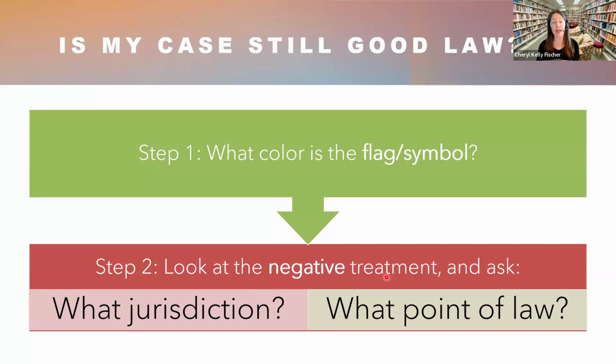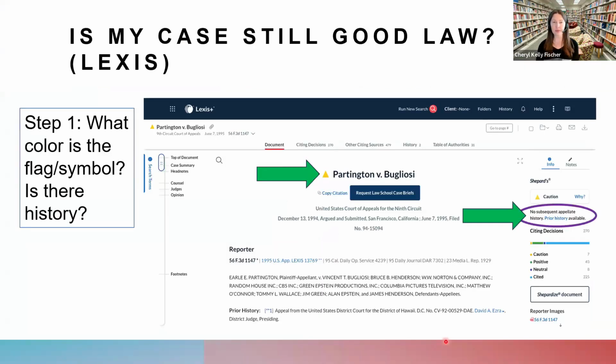And step 2 is that investigation. You need to think about what jurisdiction treated your case negatively, and do you care about that jurisdiction? Is it from a level of court that can bind you? Or not? And if so, then you keep going and you figure out what point of law was treated negatively. Is it the point of law that you want to use, or is your point of law still good law?